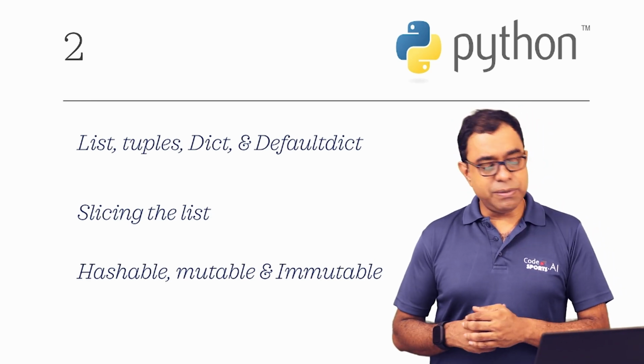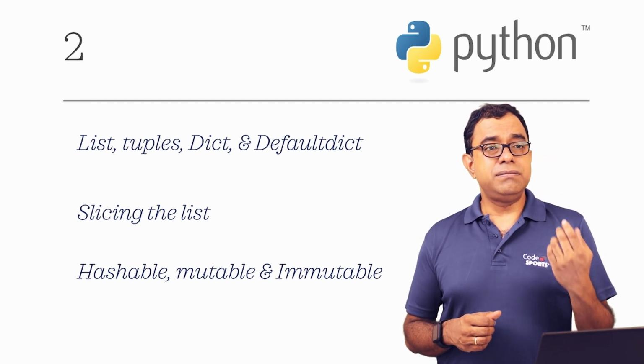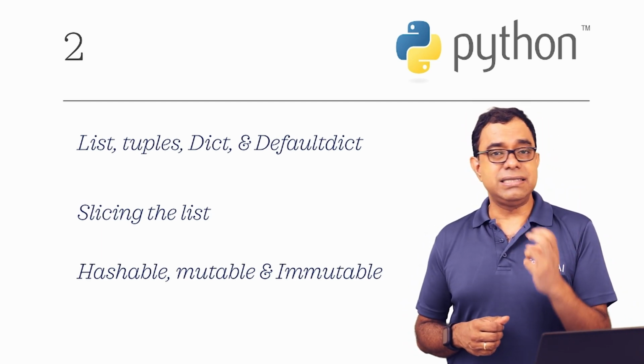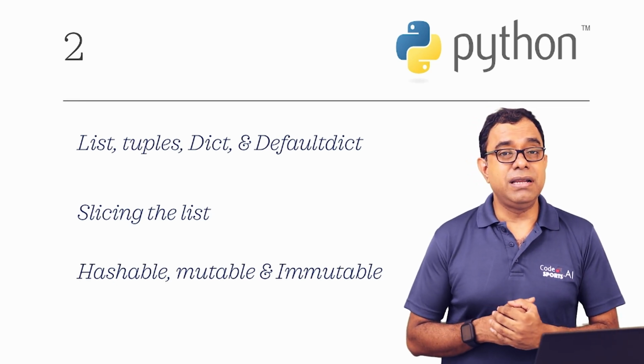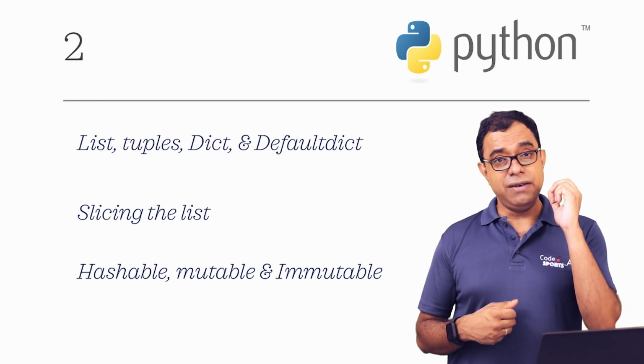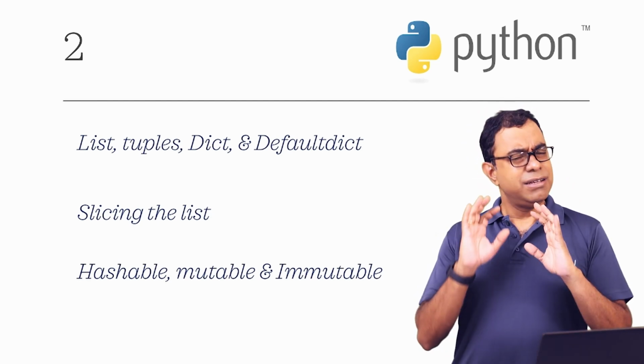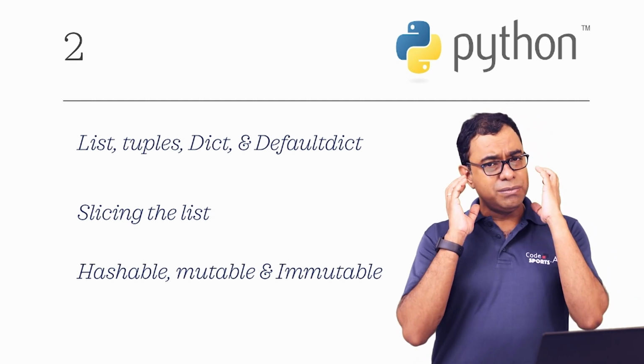So list is mutable and tuple is immutable, and all the variables like, you know, integer, float, they are immutable, okay? And hashable means they generate a hash value, and for a dictionary key, only immutables can be dictionary keys. So these are some basic concepts you must know about it.